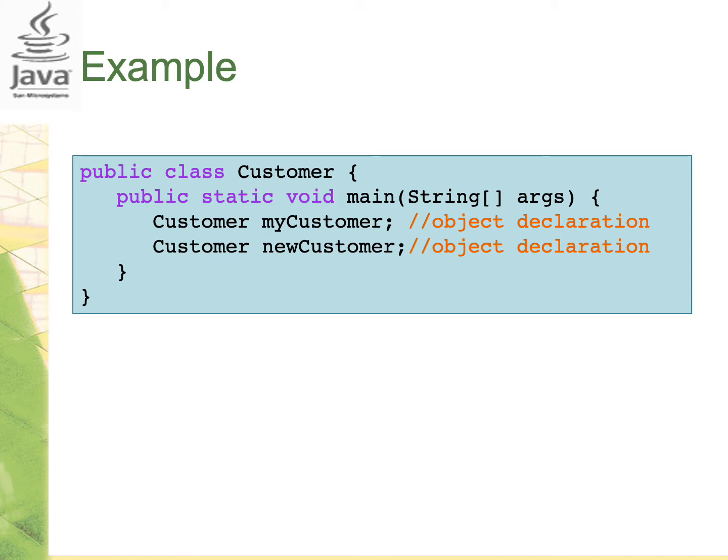Let's look at an example of object declaration. Here we have a class called Customer. Within the main method, we declare two objects of Customer, which we call myCustomer and newCustomer. This is how we can do object declaration. At this point, it doesn't do anything yet, but later on we will see why we need to create objects.